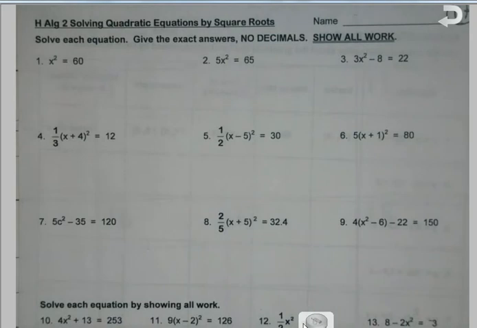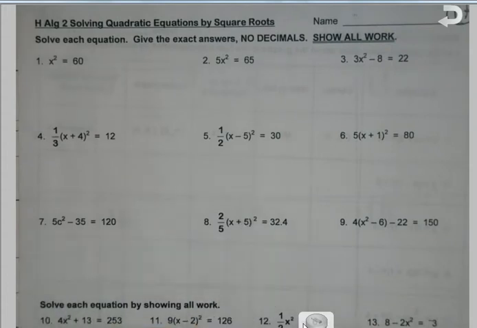All right, so today we are going to be taking a peek at solving quadratic equations by square roots. Like I said, we've done some graphing, we're going to be doing some stuff with factoring, but today we're going to be doing square roots. So solve the equation, give exact answers, no decimals, show all your work. So we're going to be breaking down radicals here.